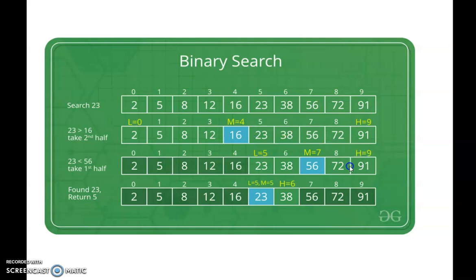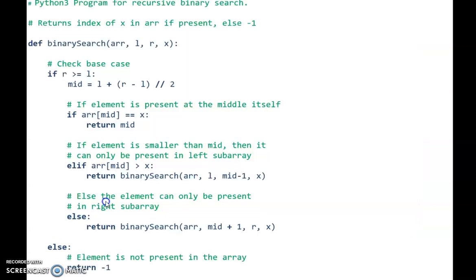So now we will check the middle element, that is m is equal to 7, which is 56, which is greater than the search element. So now we will check in the left side. Now high will reduce, that means m minus 1, that is 6, and low is the same. Now we found the element at index 5. So now it will return the fifth index.